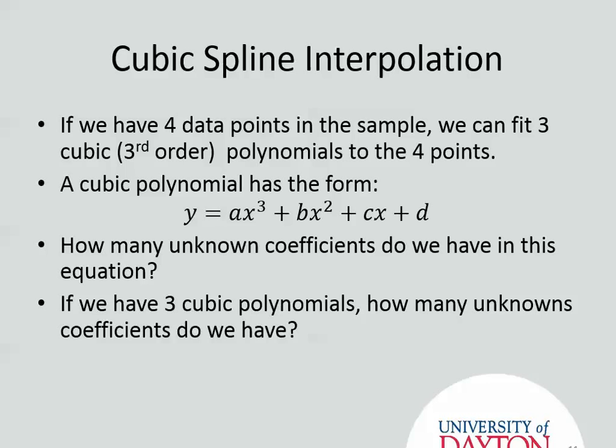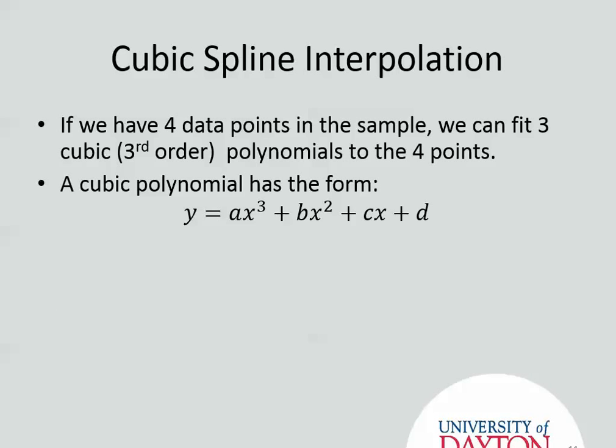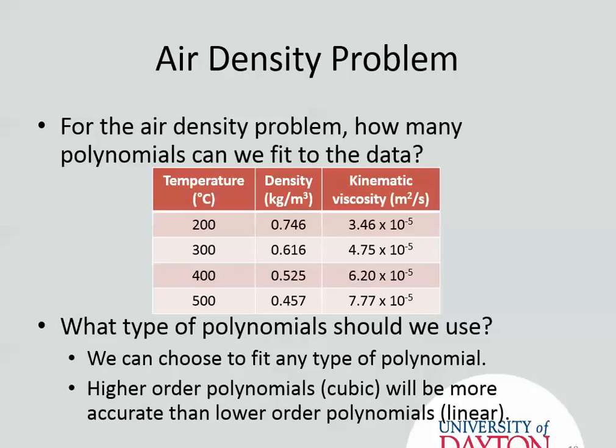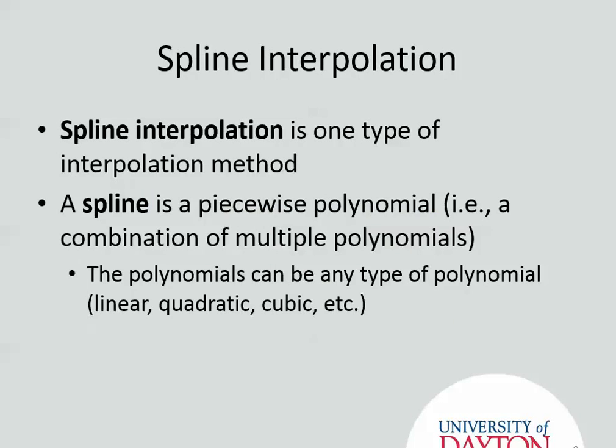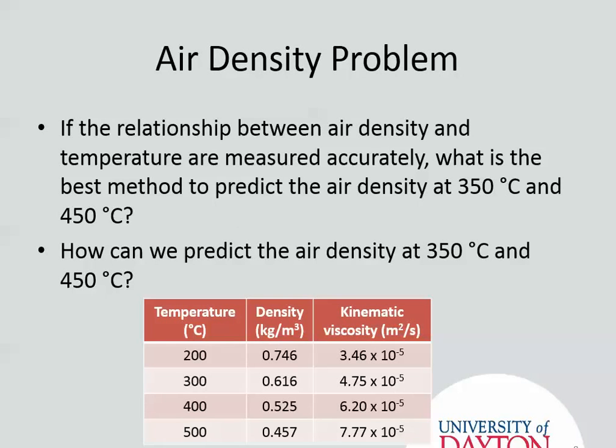How do you know it's the temperature? So that's the data we're given. So let me go back up. When we asked the question, we said, how can we predict the air density at 350 degrees and 450 degrees? So our x data represents the data that we know, and the y data would be the thing we're trying to predict. So we're trying to predict density, so that would be y, at a certain temperature that we're given, the x.